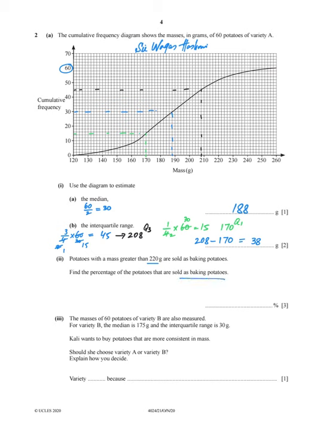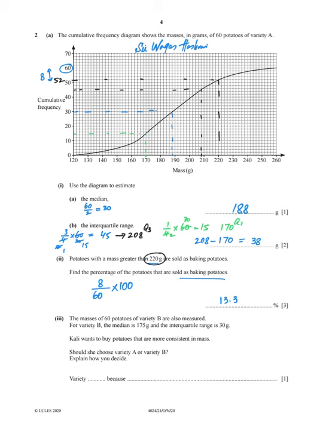Alright, so first we need to draw the line of 220 grams. So 220 grams is this line, and the number of potatoes below 220 is basically 52. The number of potatoes that exceeds 220 grams is this part, and that is 60 minus 52, which is 8. So now it will be 8 divided by 60 multiplied by 100, which equals 13.3 percent.